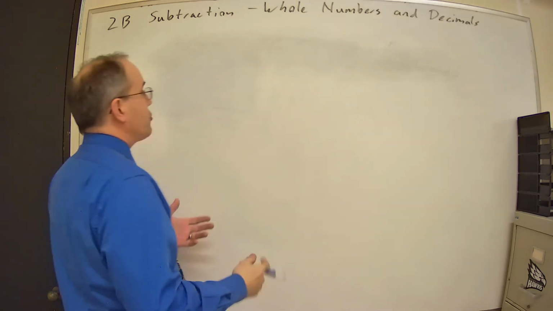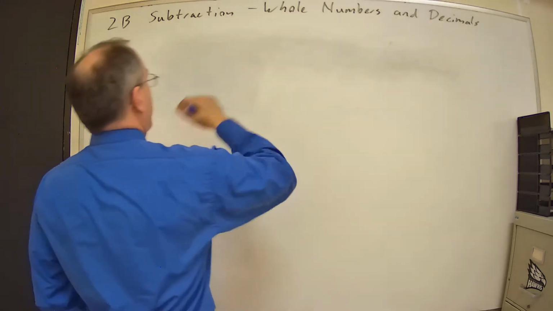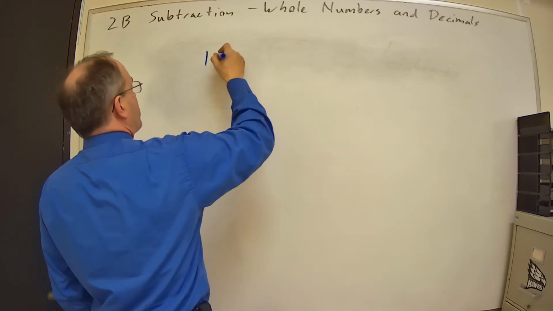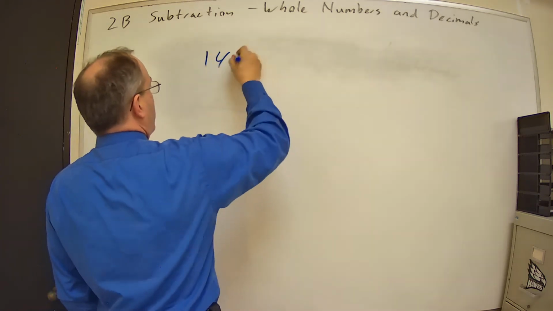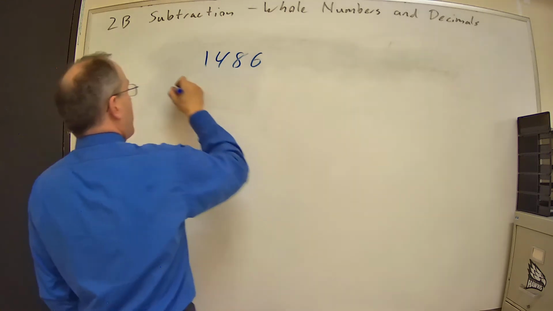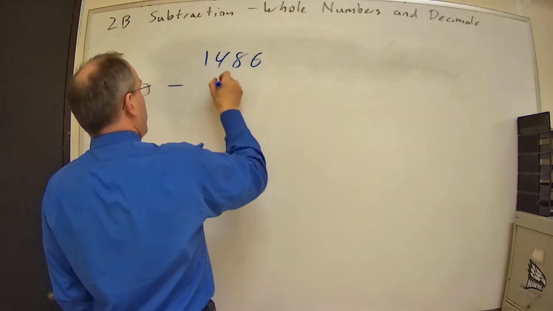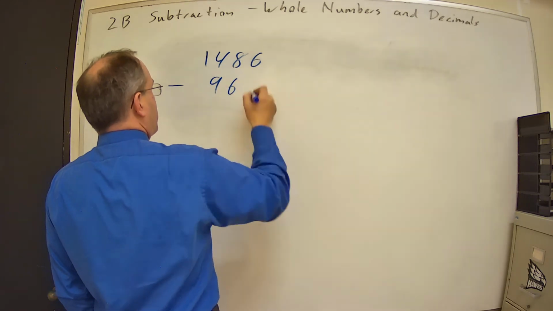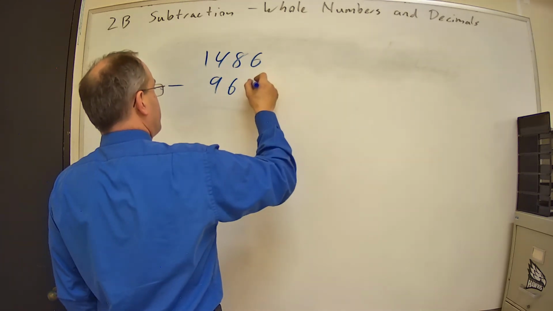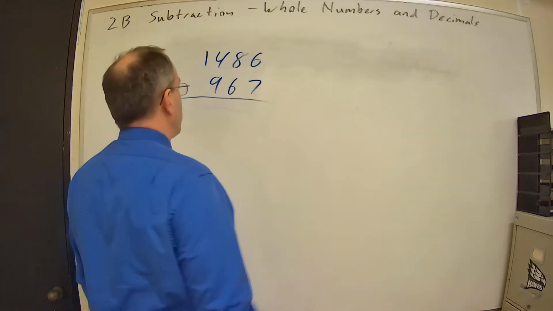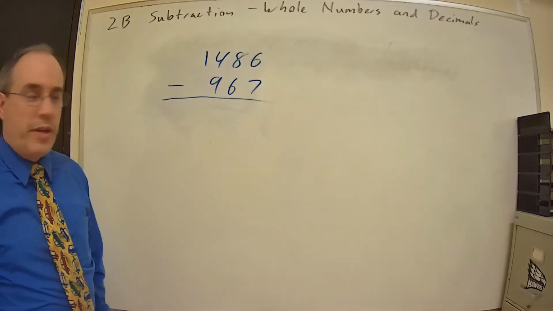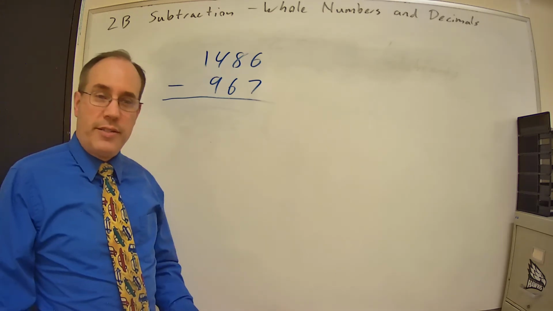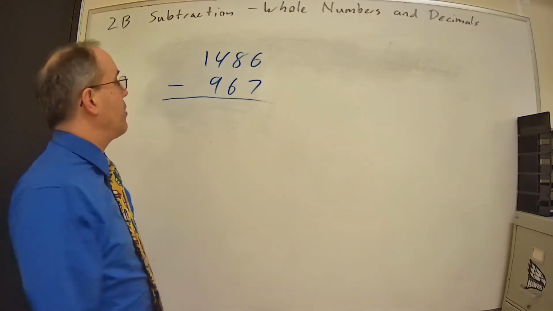Borrowing sometimes throws people off, so we're going to do a few of them here. So let's say I have 1,486 minus 967. So what am I going to do? I'm going to go 6 minus 7. I can't take away 7 from 6, so I'm going to borrow.